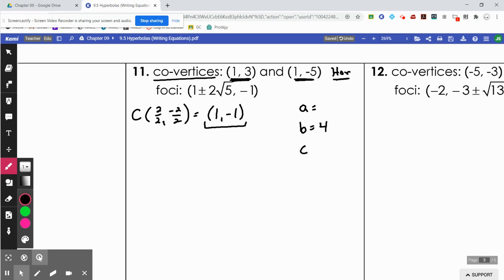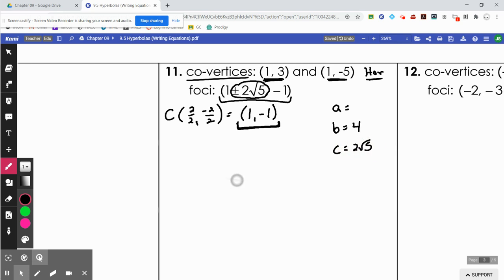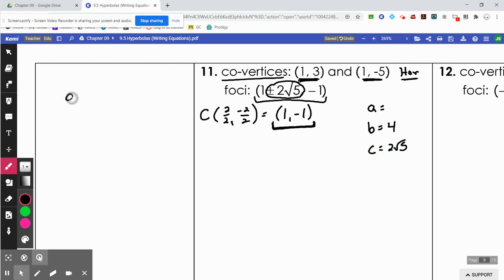Your C value is the distance from the center to a foci. Anytime you have this 1 plus and minus, this right here is that distance. So therefore, your C value is going to be 2 root 5. And we know that A squared plus B squared is equal to C squared. To square this, square each piece, that'll be 4 times 5, which is 20. Move the 16 over and square root, and that gives you an A value of 2.